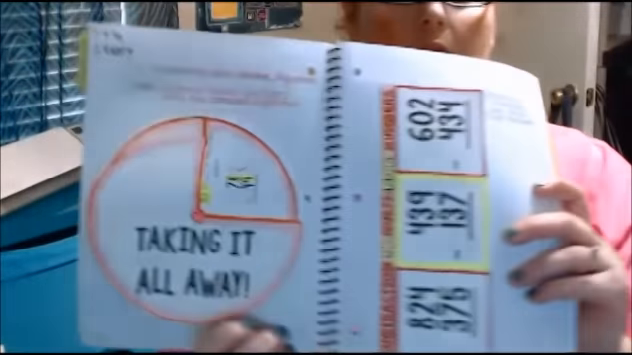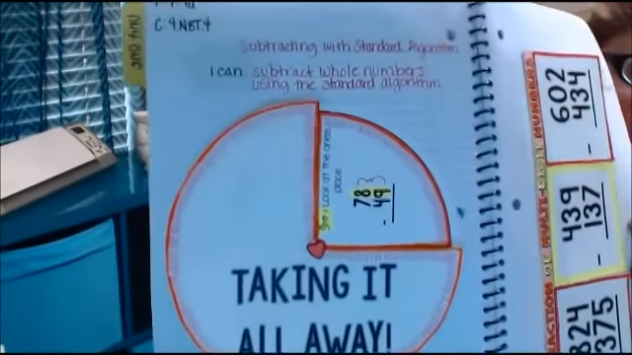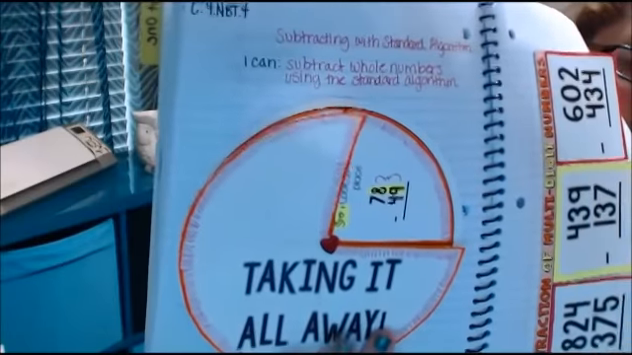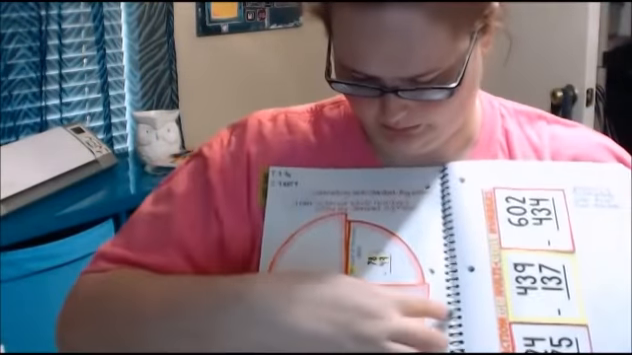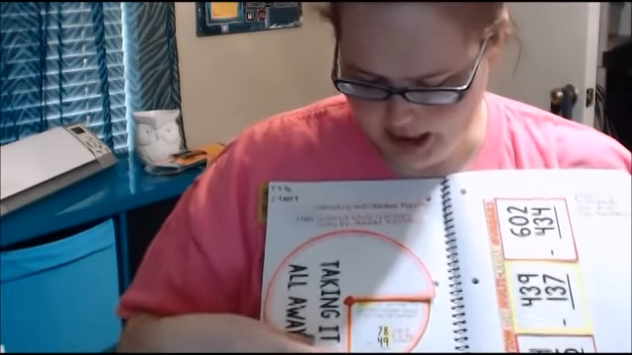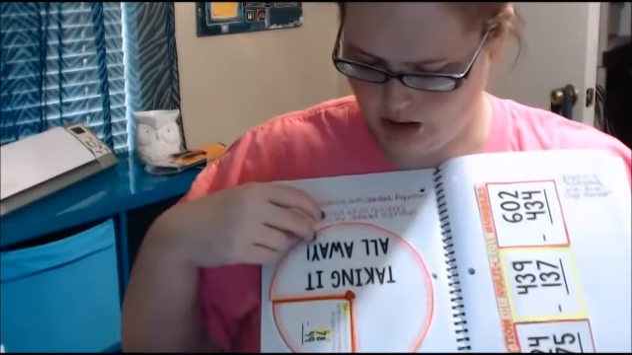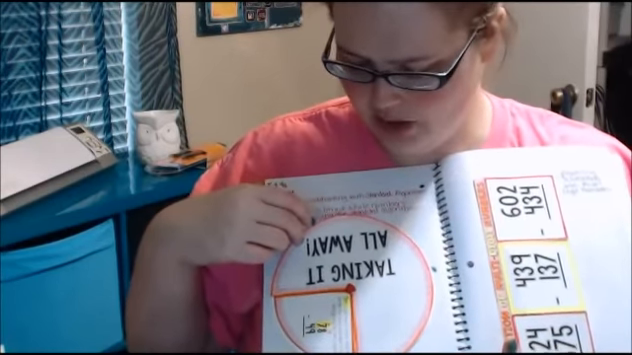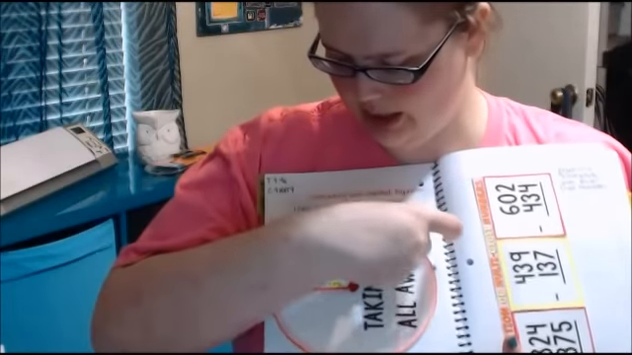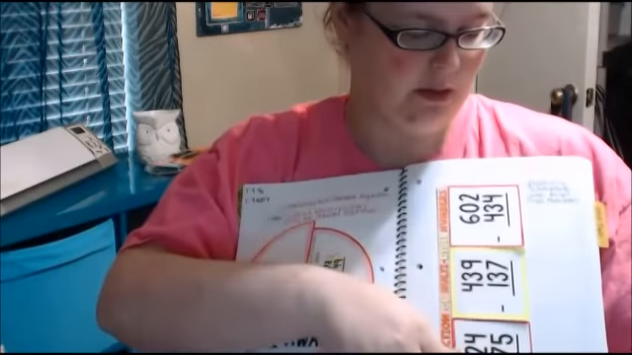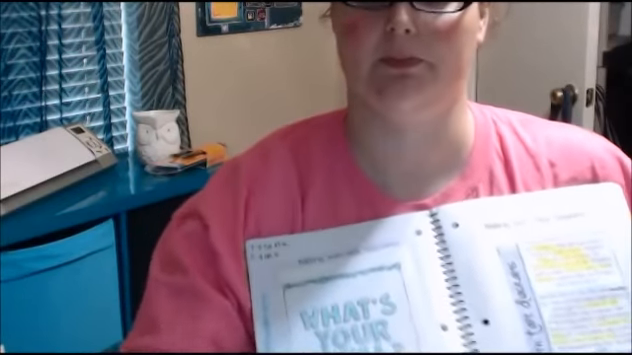Then on the next page, I have it for subtracting. So taking it all away. Look at the ones place. Can you take the bottom number away from the top number? Borrow from the tens, write the new number at the top, and give 10 to the ones, and then solve and check. And again, they have practice over here, and they could do some of their own samples over here.